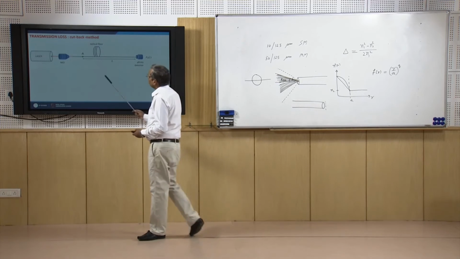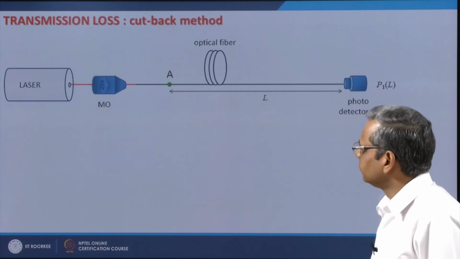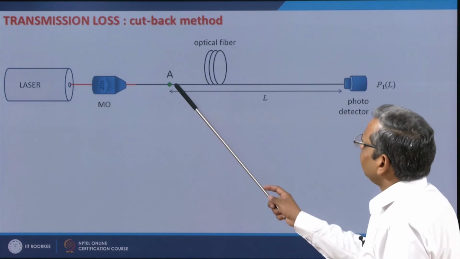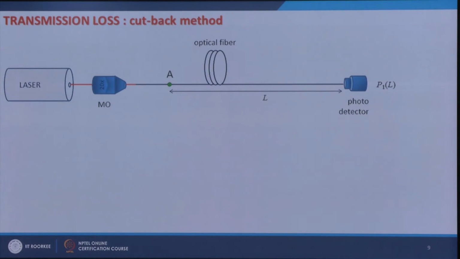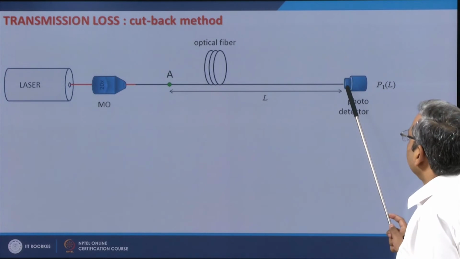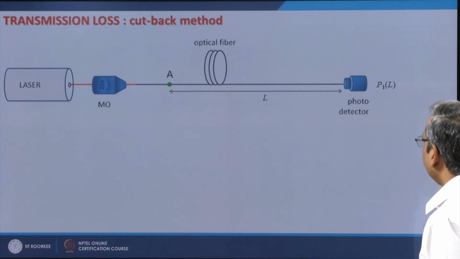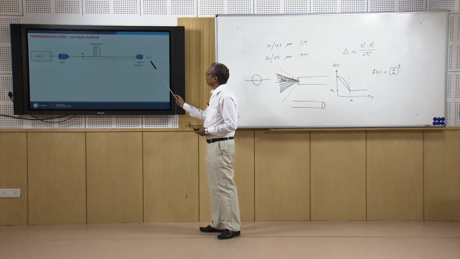and identify one point very near to the input end, mark it, and from that point you might know what would be the length of the output end. So this length should be known, and then you measure the power at the output end of the fiber using a photodetector, and let this power be P1L.